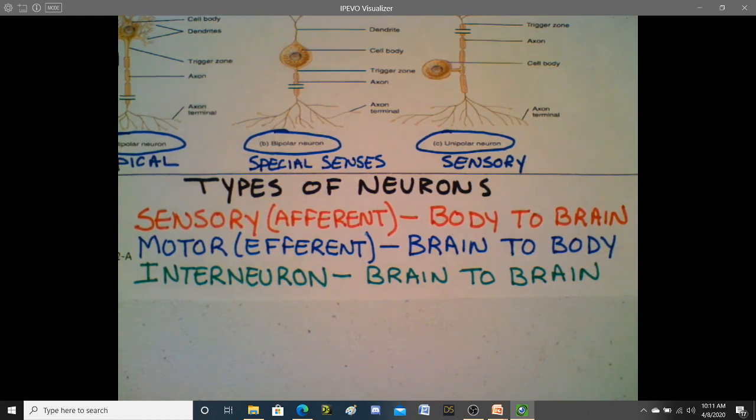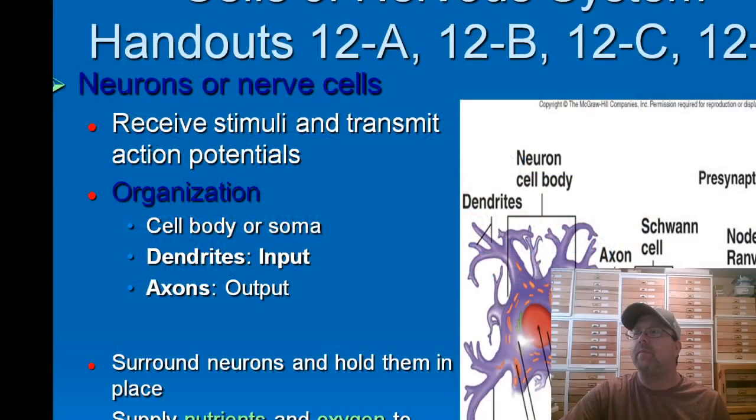All right. And so the neurons make up most of our nervous system. But for the next couple of handouts, we're going to talk about these other cells that are going to help the neuron move that action potential. So we will get into that next.